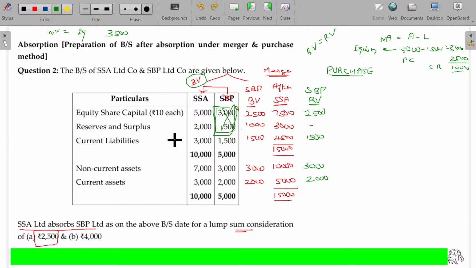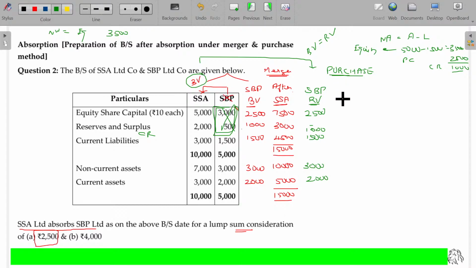So here, the equity shareholders' value is 3,000 plus 500, 3,500 from the liability side approach, but the payment is only 2,500. As the payment is less than the equity shareholders' funds by 1,000, it's a gain for us. That gain is named as CR account. I introduce a new term here, CR. That CR being 1,000.